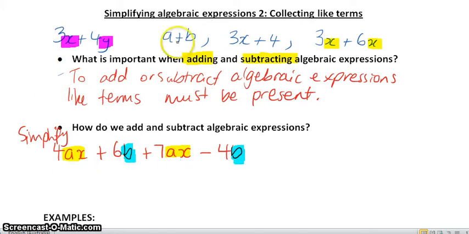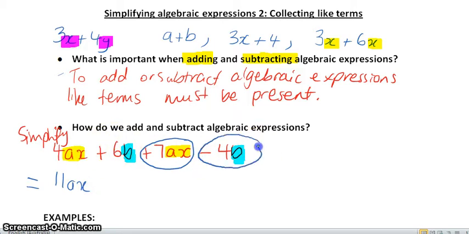The other thing that's important is that you take the operation symbol in front of the term. For example, I've got 4ax and there's a 7ax here, but before the 7 there's a plus, so all of that goes together. So I've got 4ax plus 7ax, which is 11ax. And then I've got 6b minus 4b, so I take everything with that together. And the like terms no longer exist, so that's my final answer.